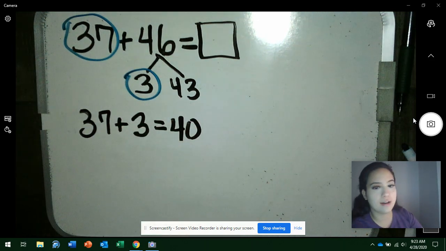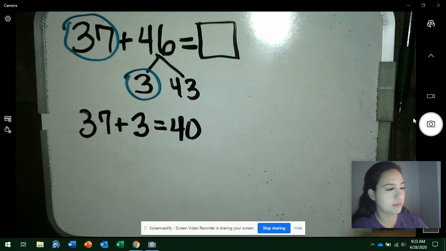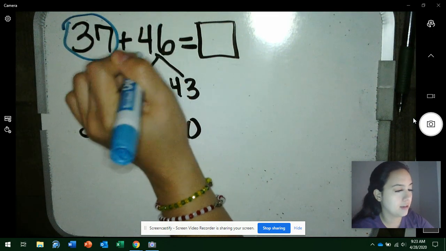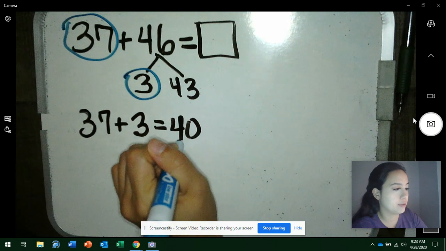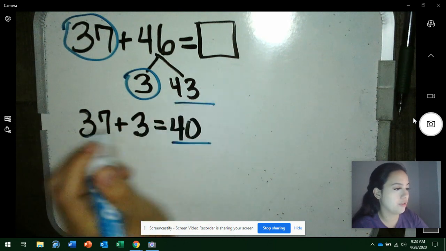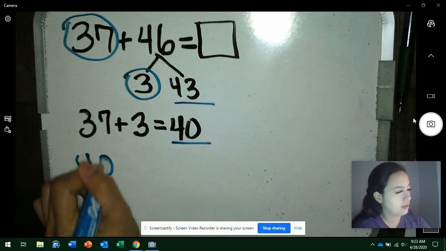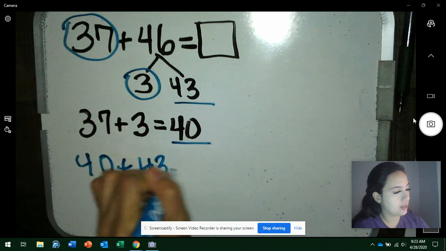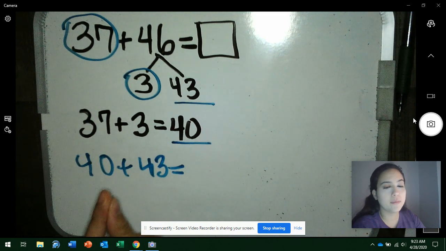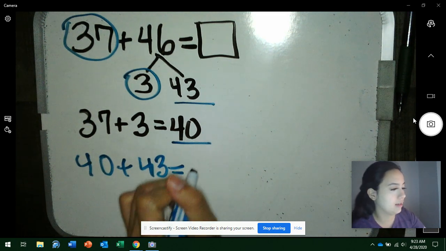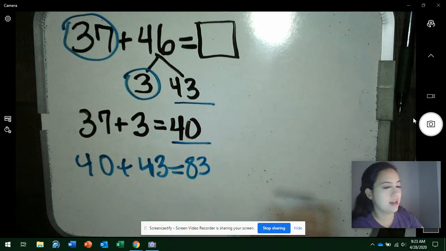Now we're going to add our leftover parts. And remember, when you break it apart, this number does not exist anymore. And our leftover parts would be 40 and 43. So 40 plus 43 equals what number, boys and girls? Get ready. Yeah, 83.